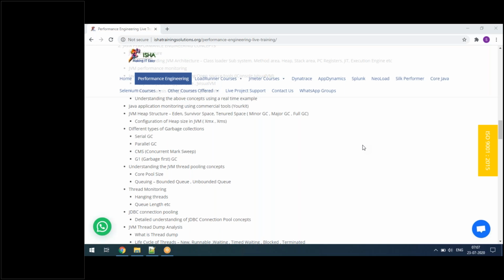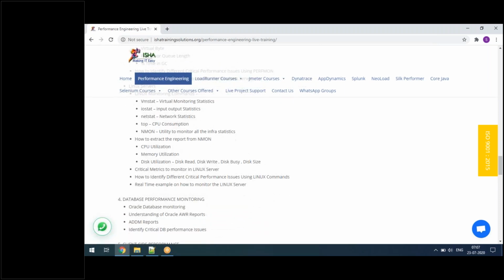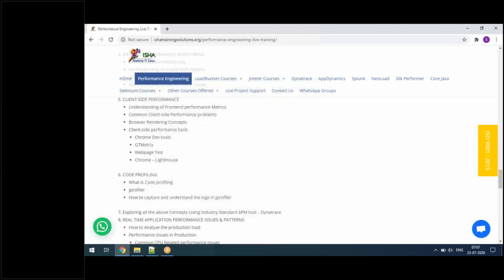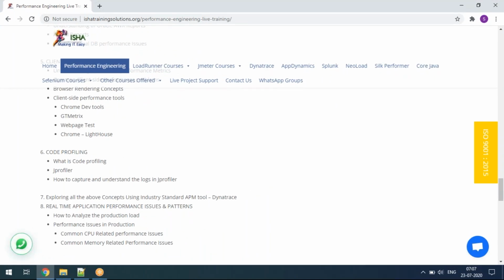And in this course journey, we are also going to learn performance monitoring tools. So this is the entire course journey. Along with that, we are going to bring real world, real life experience sharing. Whatever things I faced in my experience, I'll share those with you.